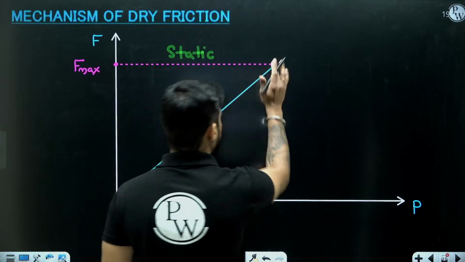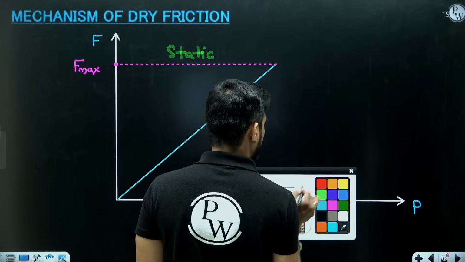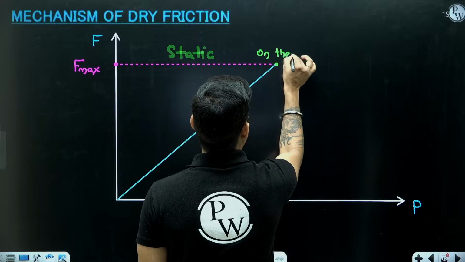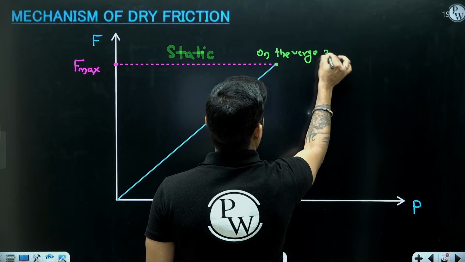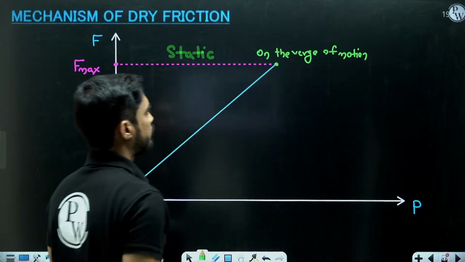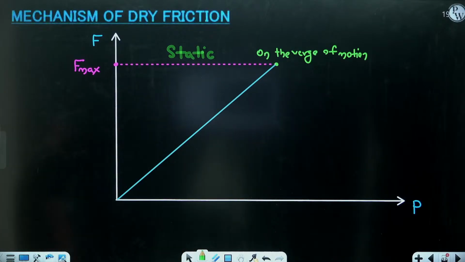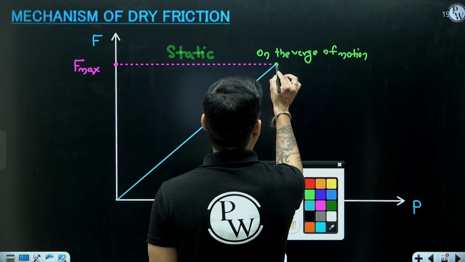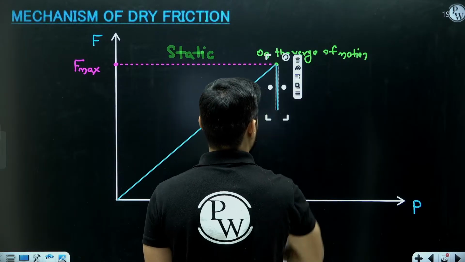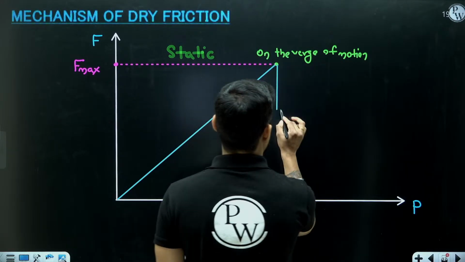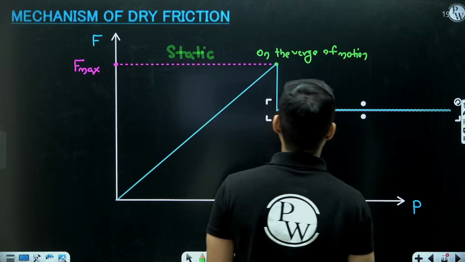So at this point, the body is on the verge of motion. On the verge of motion at this point. But after this point, what is going to happen? After this point, your friction force suddenly drops and then it becomes constant and the body starts moving.